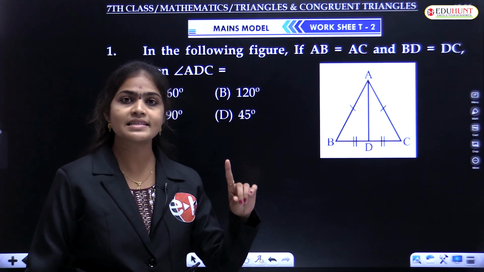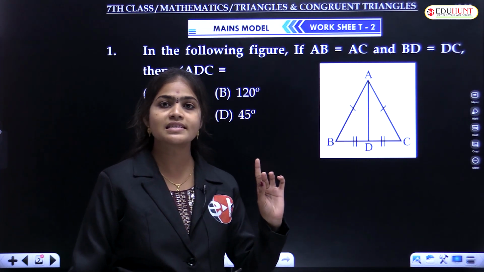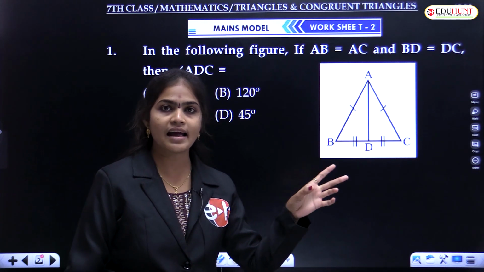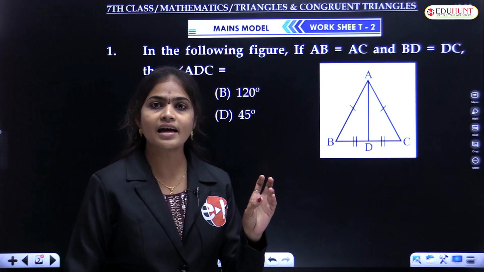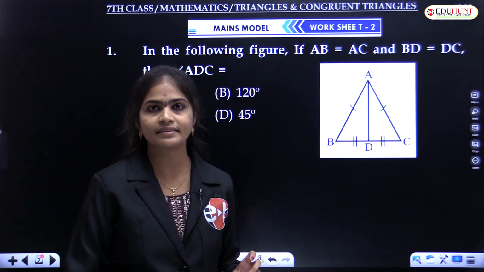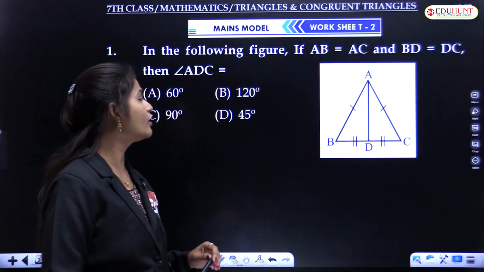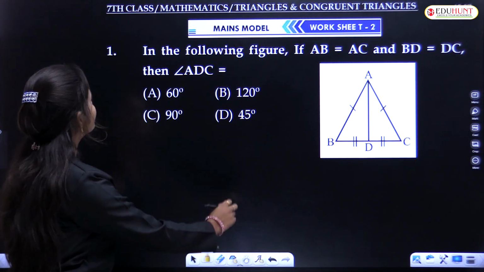First one is SSS, side side side congruency, as well as ASA, angle side angle congruency. Next RHS congruency, right angle hypotenuse side. Okay, so these 4 congruencies we discussed. Based on these 4 congruencies, these problems are there. So first see the first problem.